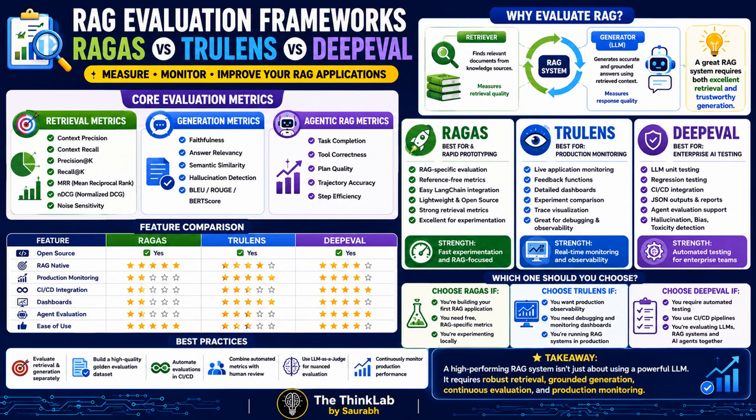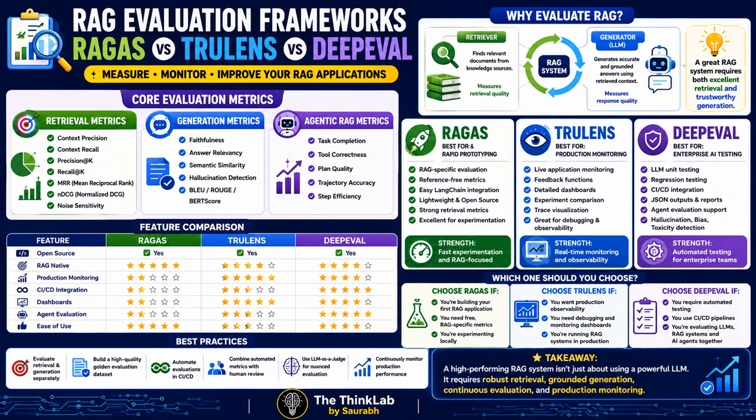The first one is the retriever. Its job is to search for the most relevant documents, and the second one is the generator, which is usually a large language model. It reads the retrieved information and generates the final response. If either component performs poorly, the final answer will also be poor. So that's why evaluation is essential.